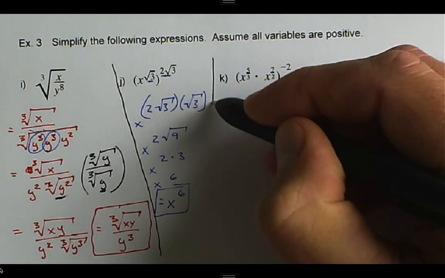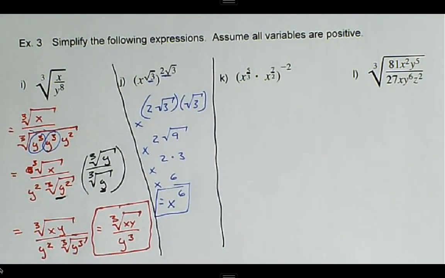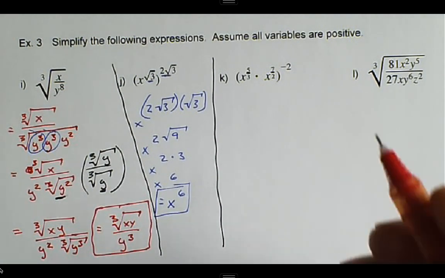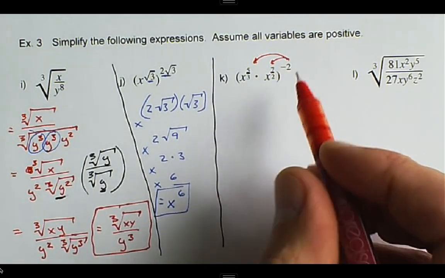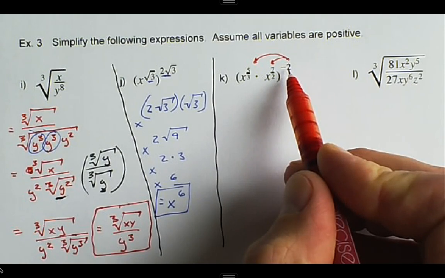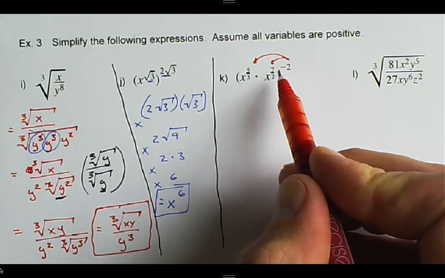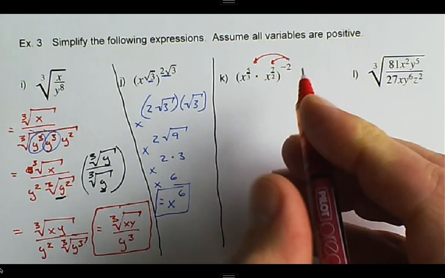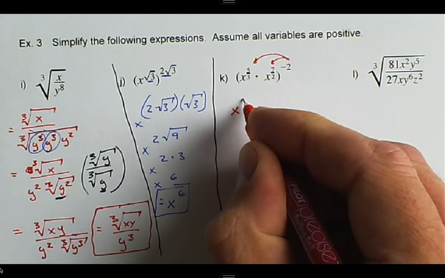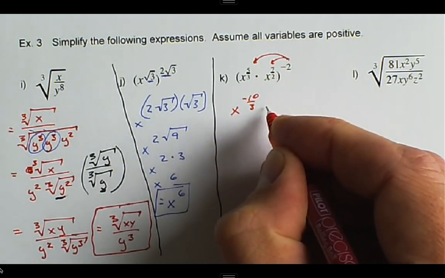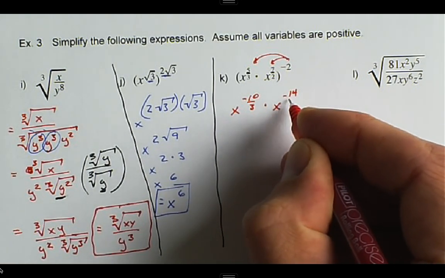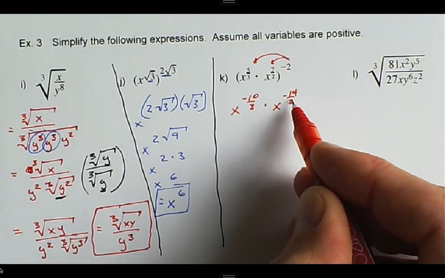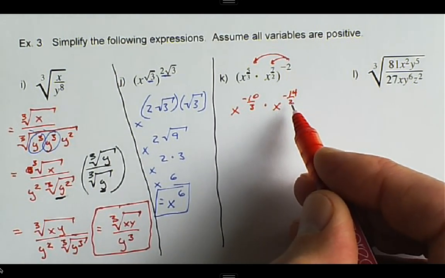The next one we have, we have to distribute our -2 to both terms here. So if we distribute the -2 in, what we're going to do is multiply the numerator and leave the denominator. So we get x to the -10/3 times x to the -14/2. In this case, we know that we can reduce this, and it just is going to become x to the 7th.